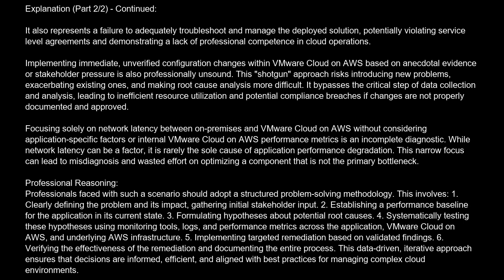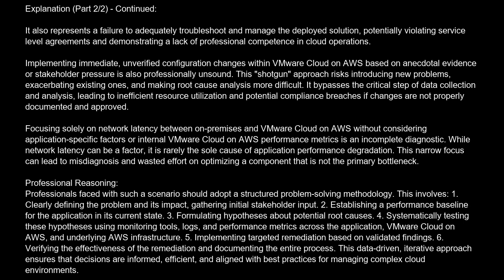Focusing solely on network latency between on-premises and VMware Cloud on AWS, without considering application-specific factors or internal VMware Cloud on AWS performance metrics, is an incomplete diagnostic. While network latency can be a factor, it is rarely the sole cause of application performance degradation. This narrow focus can lead to misdiagnosis and wasted effort on optimizing a component that is not the primary bottleneck.